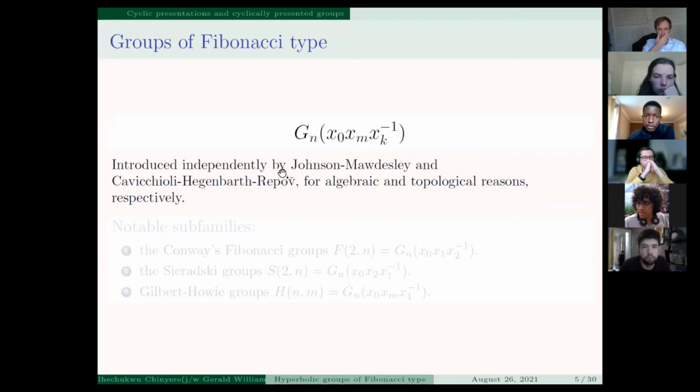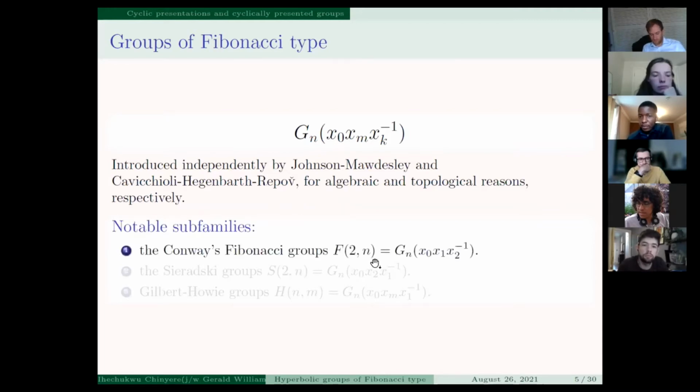These groups were introduced independently by Johnson and Mohamed and this group of authors for algebraic and topological reasons. In general, cyclically presented groups have been studied from this perspective as well. They have a very close connection to the topology of three-dimensional manifolds. Anyway, this was introduced as a generalization of Fibonacci groups that were introduced by John Conway.